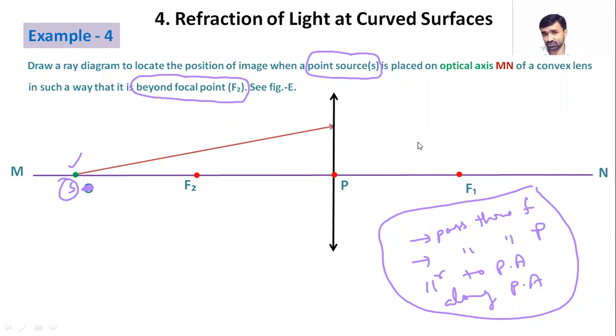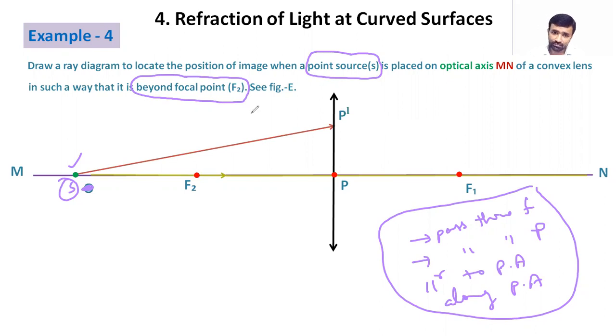So for the second situation, I am selecting a ray making an angle with the principal axis here, right? That is going to meet the lens at an unknown point P dash. Then what is your second ray? It is along the principal axis and remains undeviated. Look at that. The second ray remains undeviated after refraction. Can you see that ray? So this is the second ray.